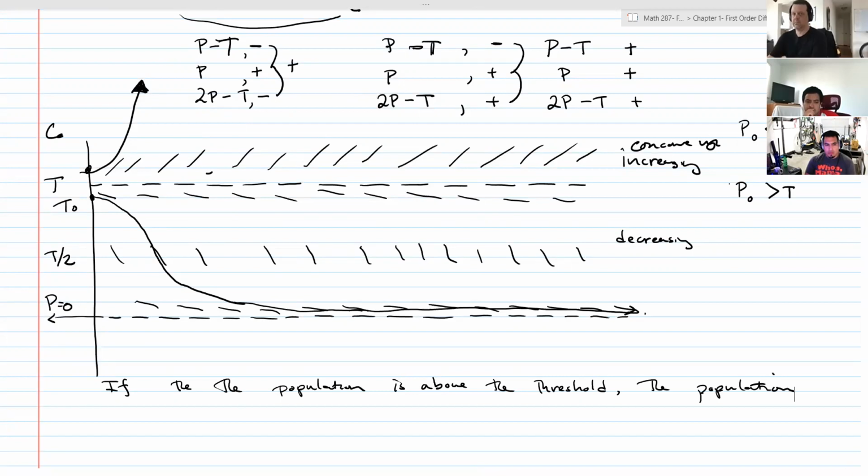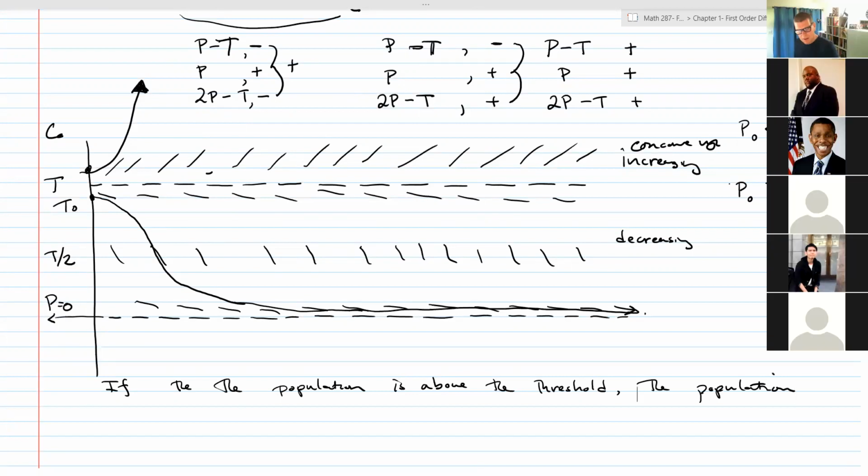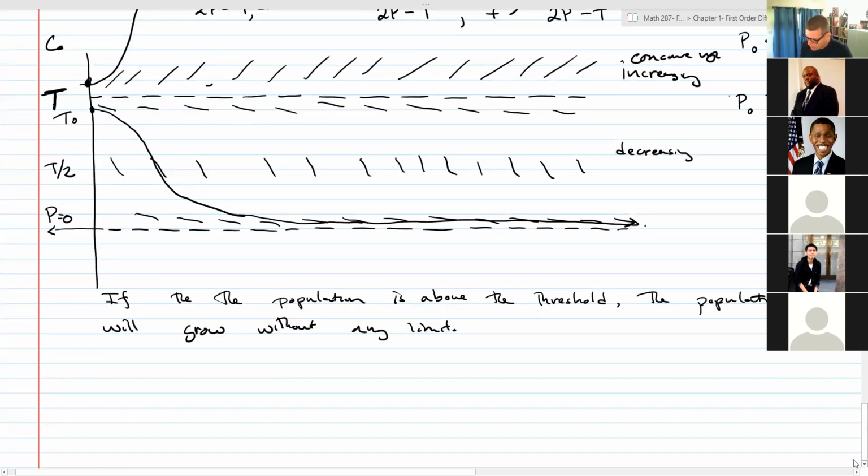Yeah, two? Take a look at what the graph is doing. Above the threshold, T is the threshold. So if we start above the threshold with P naught, what's going to happen to our population? The population will go up in rate, like that. That's right. Yeah, exactly, Brian. The population will grow without any limit. All right. Now, what about if the population is below the threshold?